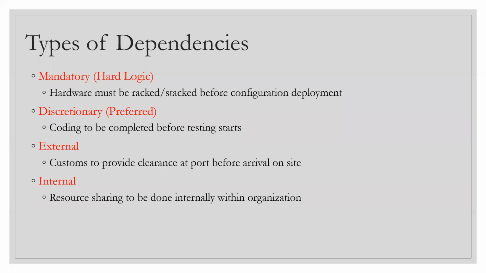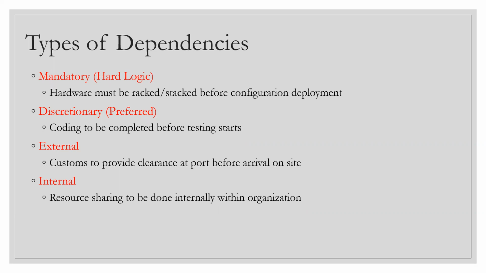The first one is mandatory, which is hard logic. Mandatory means that this is a must dependency. You cannot bend that, you can't change that. So let's say from the CIB point of view, your hardware, which is shipped onto the site, must be rack stacked or mounted on the racks before you even think about doing the configuration or plugging in the deployment configuration, right? So that's a must. Without racking, stacking the devices or powering them on, you will not be able to proceed with the next step, right?